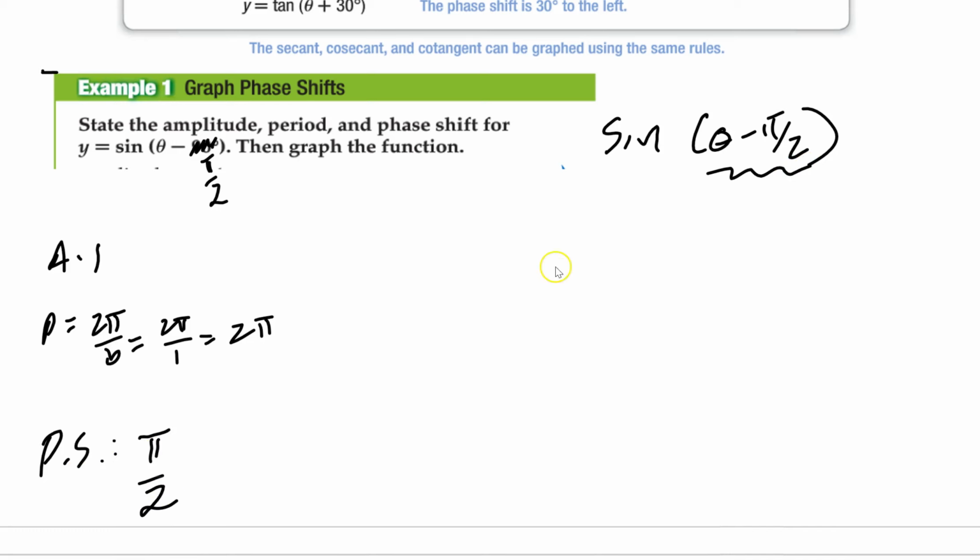So phase shift is not the bad part. It's where does your graph end? That's the bad part. So here's a little trick. Phase shift is pi over 2. Let's put pi over 2 right here.